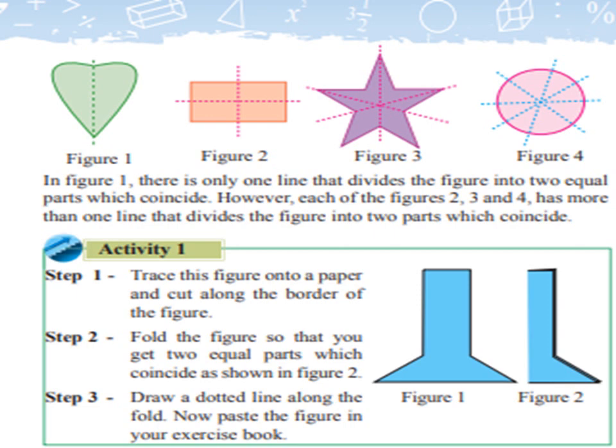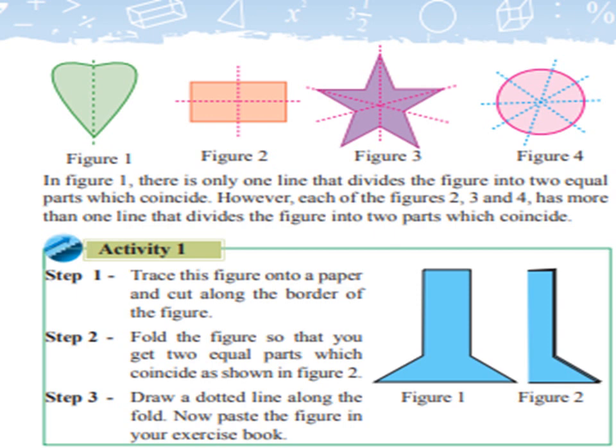I think you can see that in figure 1 there is only one dotted line, but in figures 2, 3 and 4, in figure 2 you can see two dotted lines, in figure 3 you can see three dotted lines, and in figure 4 it's a circle, and we can count the dotted lines, but they have given only four dotted lines. That is over here.